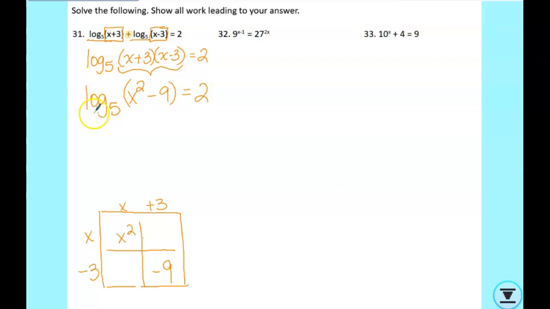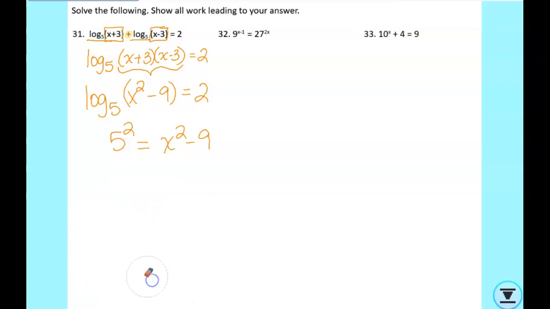I only have 1 log, so I can either raise this as the exponent with the power of 5, or we can rewrite it. But either way, what we'll end up with is 5 squared is equal to x squared minus 9. Five squared is 25.